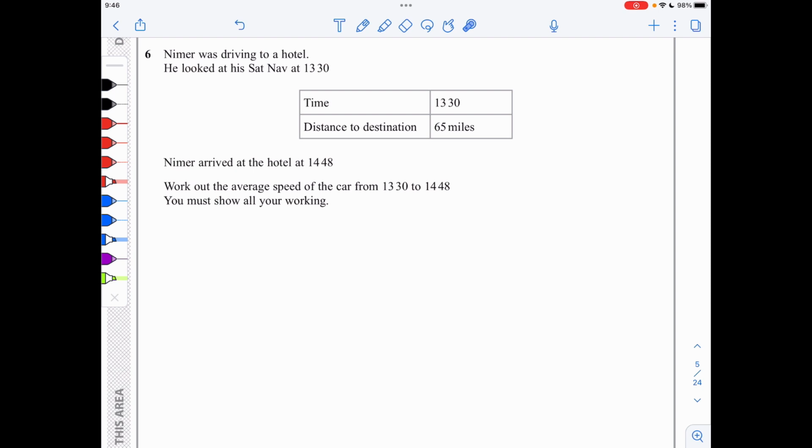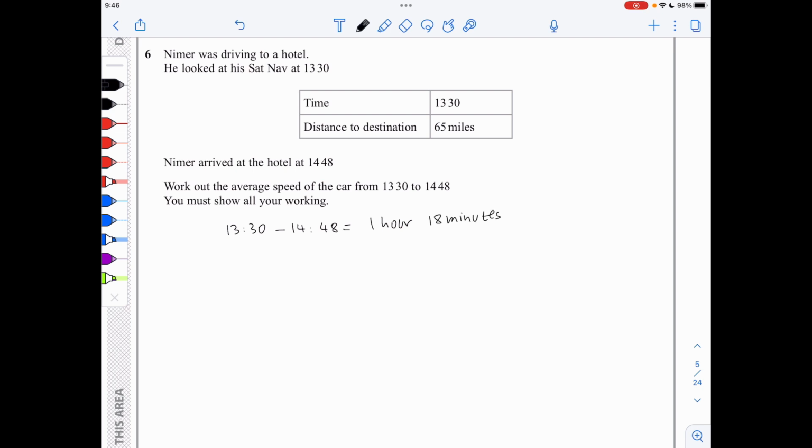In 6, we've got Namer, who was driving to a hotel. He started off at 1:30 in the afternoon. He had to cover a distance of 65 miles, and he arrived at 14:48. We need to work out the average speed. We start by doing 13:30 up to 14:48. That's 1 hour 18 minutes. So that's the total time taken for this journey.